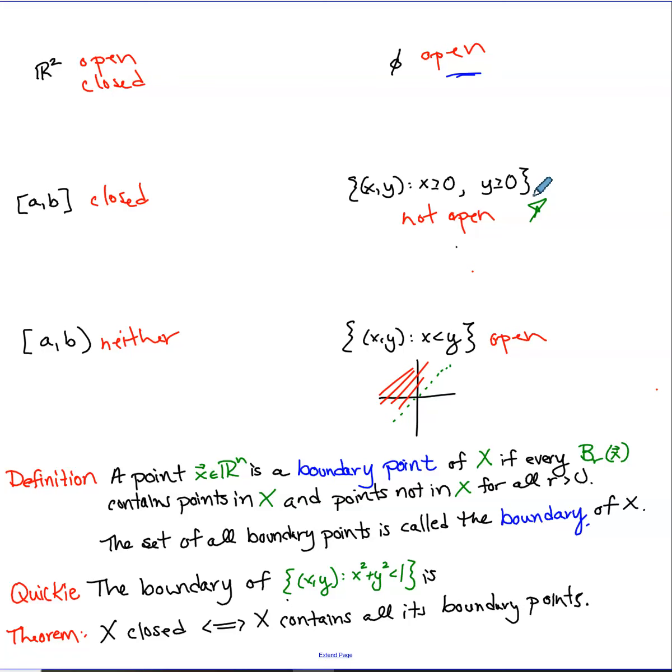Okay, and then the set of all boundary points is called the boundary of that. Okay, so then for example, if we look at this set, the boundary of that is precisely just going to be the set of all points xy such that, so this is the unit disk without its boundary. This is just going to be the set of points xy such that x squared plus y squared is equal to 1.